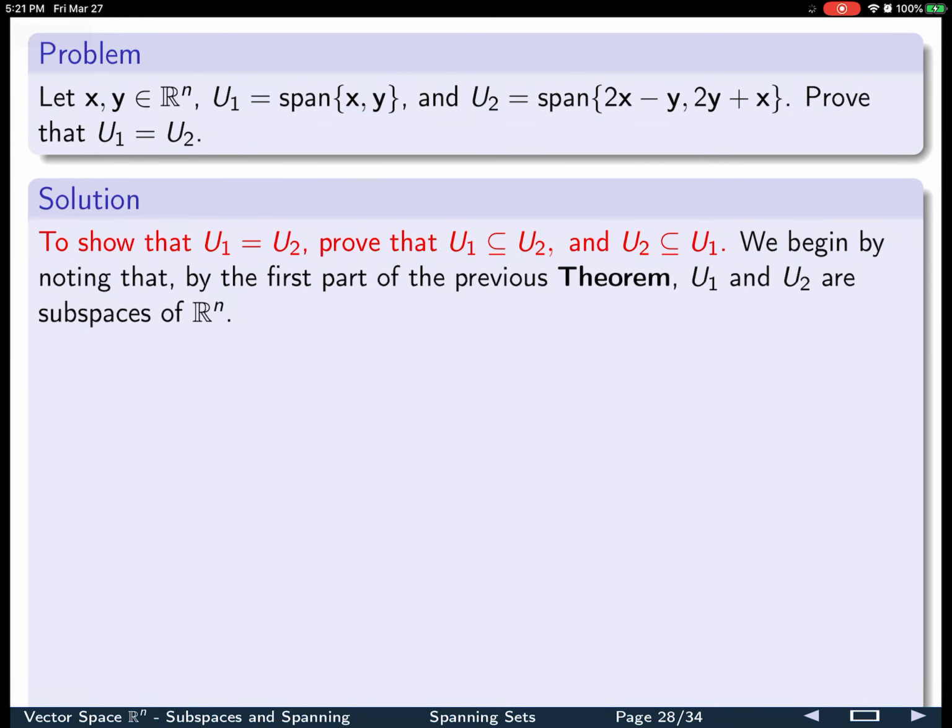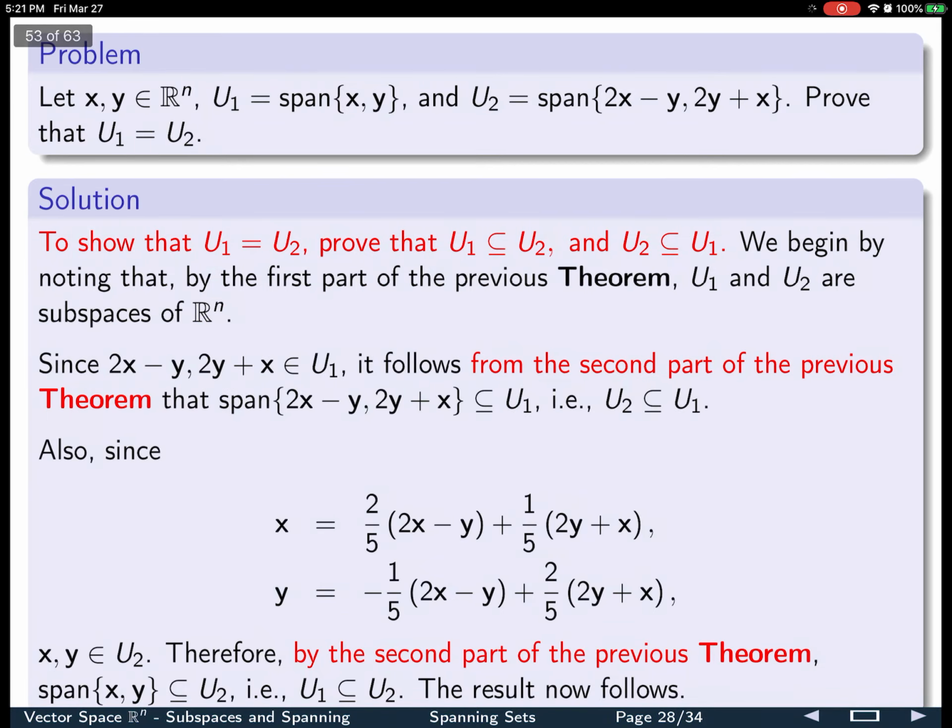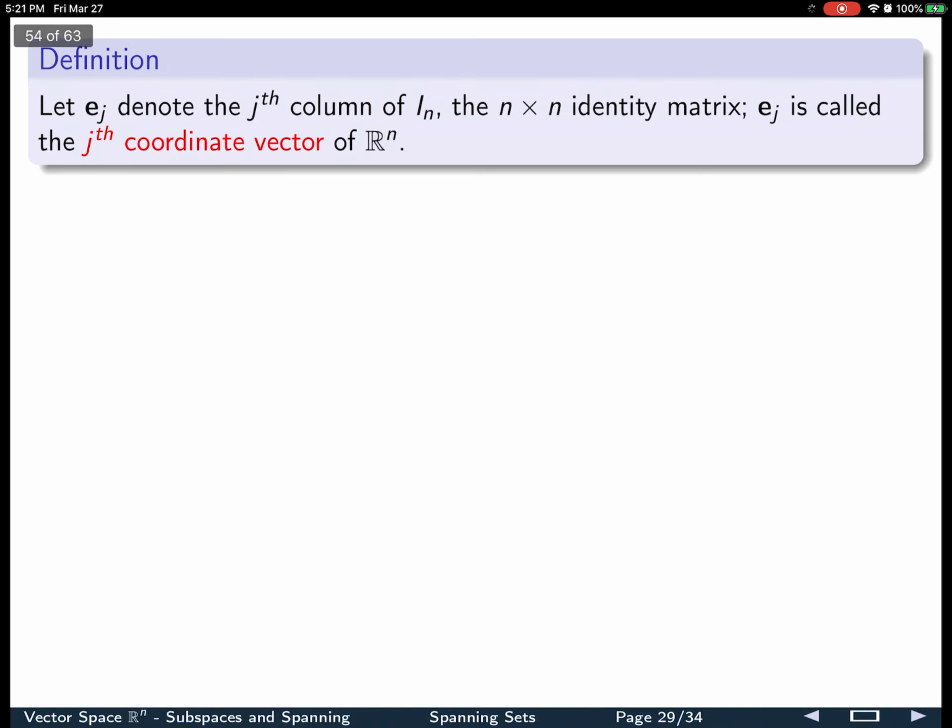To show that these are equal, formally, you have to show that one's a subset of the other and the other one's a subset of the first, so that they're equal. And yeah, it's gross and I don't necessarily want to do that right now. So there's that.